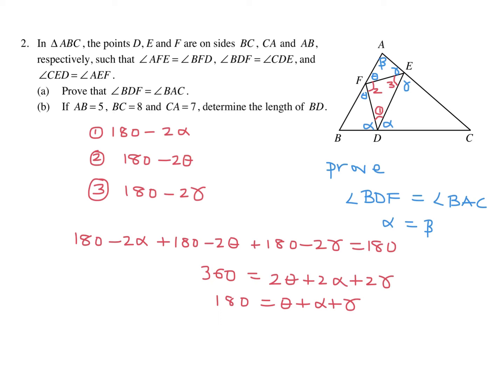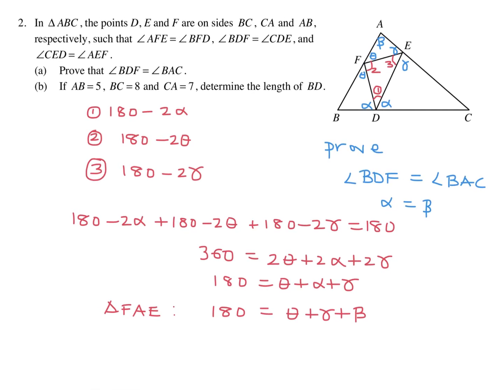All right, so where do we go from here? Well, we have to start concentrating on this beta, and that's in this triangle right here. But in that triangle, FAE, those angles also add up to 180. So 180 is equal to alpha plus gamma plus beta. Well, these two equations both equal 180, so we can set them equal to each other.